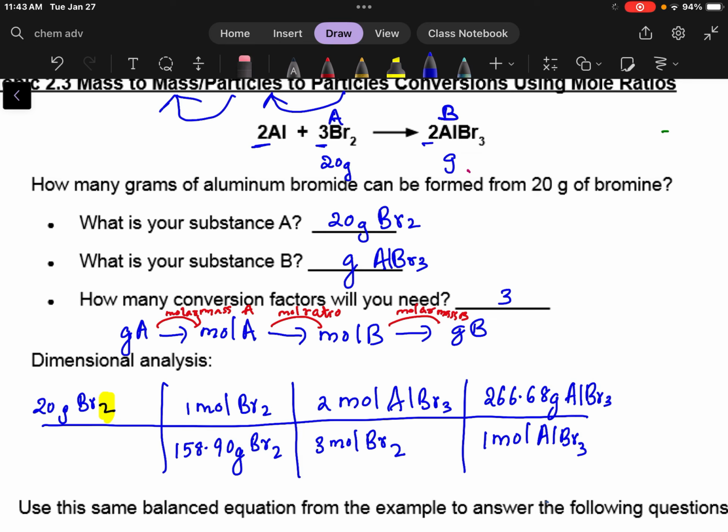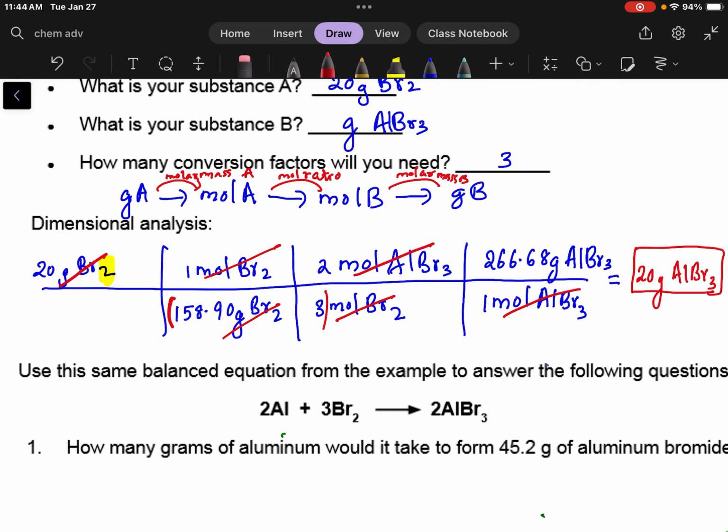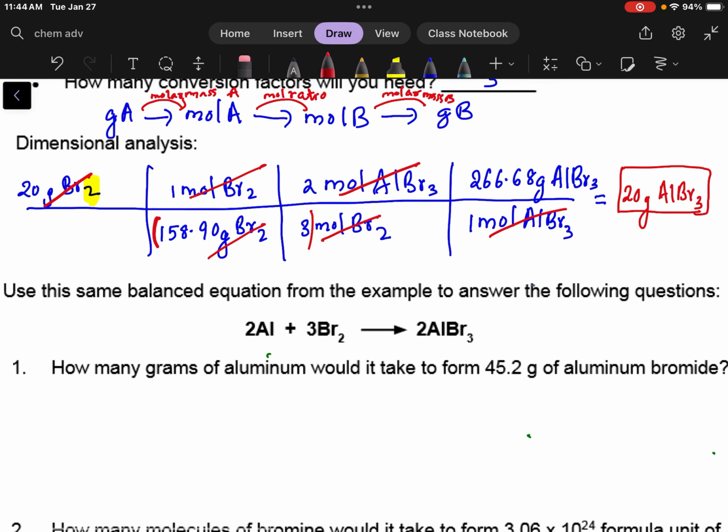Now multiply. Let's cross it out. Grams and grams. Moles of bromine, moles of bromine. Moles of aluminum bromide, moles of aluminum bromide. So multiply and divide. If you are multiplying all the numbers on the bottom, just use parentheses, otherwise you will get a wrong answer. The answer is 20 gram of AlBr3. You will get 22, but since it is 1 sig fig, you will round that to 20. Okay, let's do the next one.